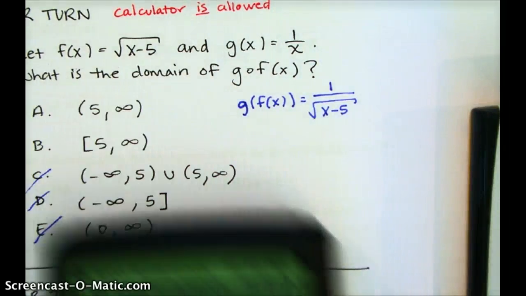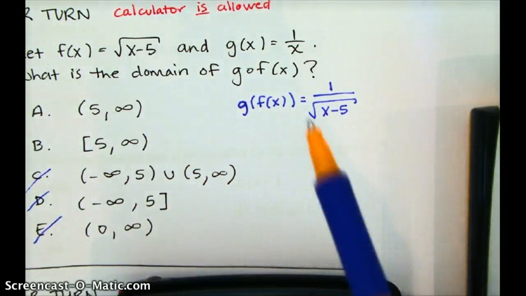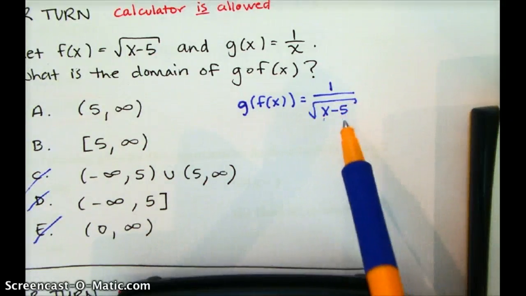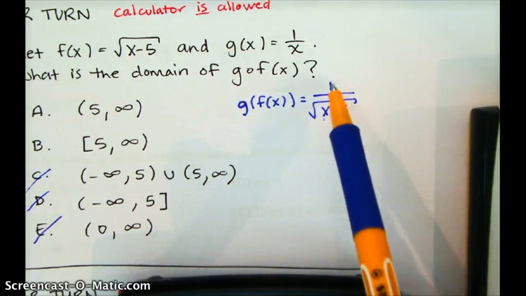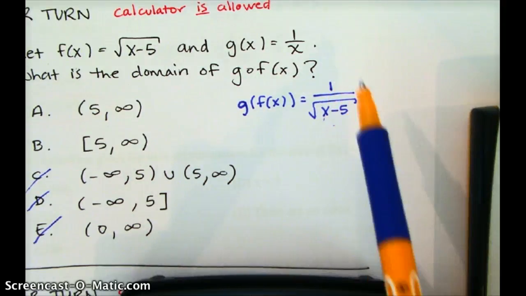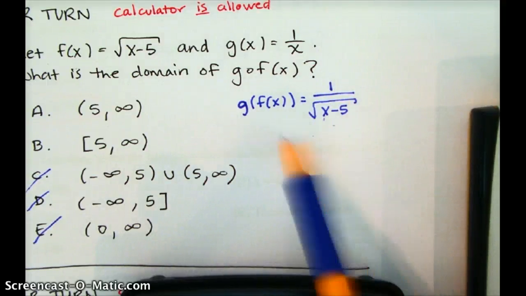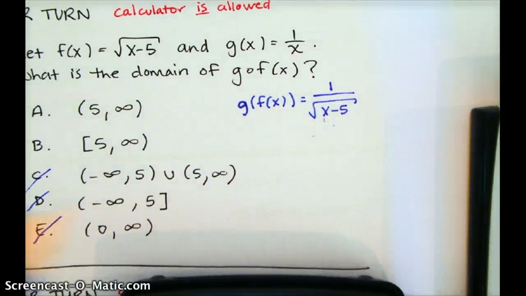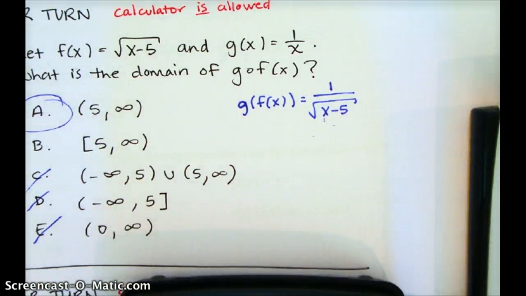So let's look at the equation. What would happen if I plug in 5? Am I allowed to? Well, 5 minus 5 is 0. And the square root of 0 is okay. I can do that. That's just 0. But the problem is 1 over 0 is not okay. So in fact, if I plug in 5, the function is undefined, which means that 5 is not in the domain, which means that we want an open parentheses at 5, making the answer A.